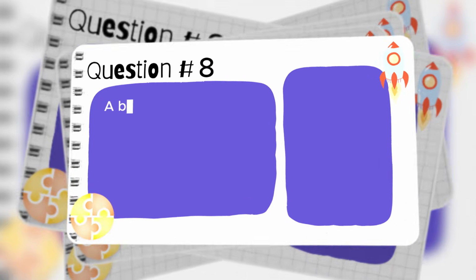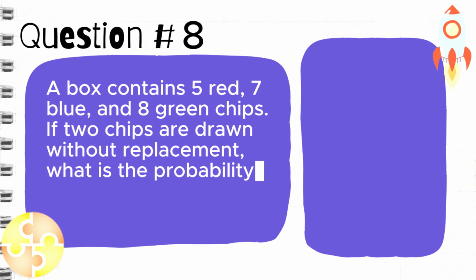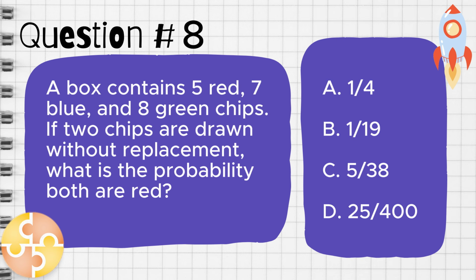Question number 8. A box contains 5 red, 7 blue, and 8 green chips. If 2 chips are drawn without replacement, what is the probability both are red? A. 1/4. B. 1/19. C. 5/38. D. 25/400.